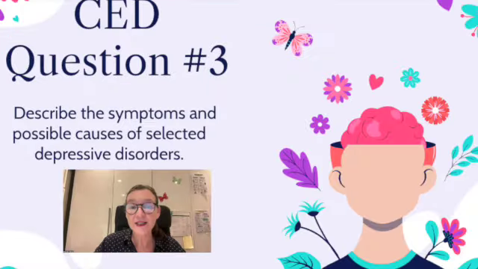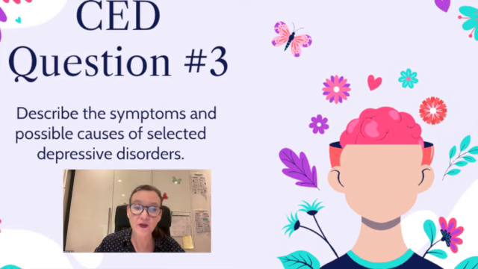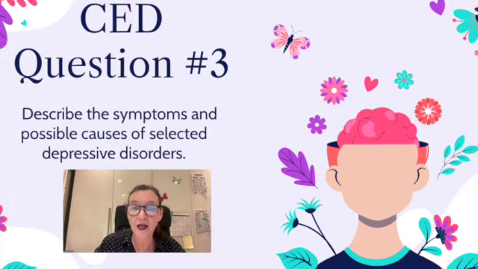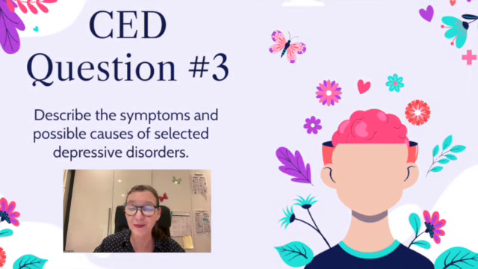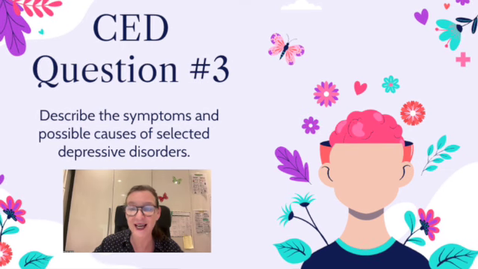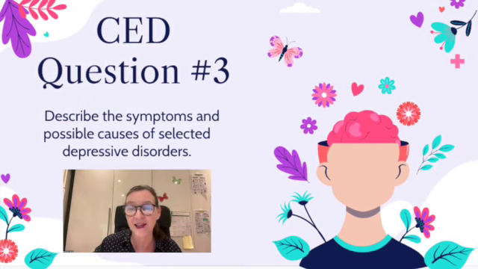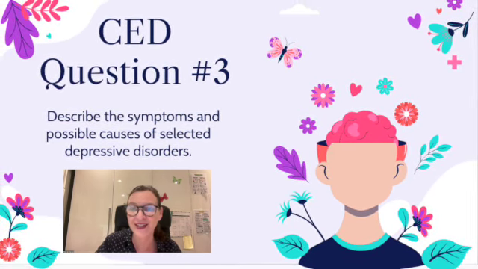So the third CED question for 5.4 is: describe the symptoms and possible causes of selective depressive disorders. So we're going to go through all of that today. We're going to break it all down for you, definitions, examples, so that you can really understand it and you'll be able to apply it onto your FRQs and your MCQs.